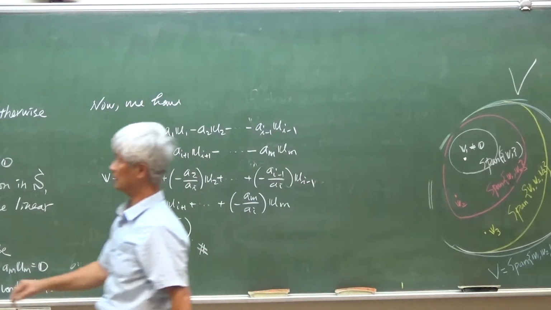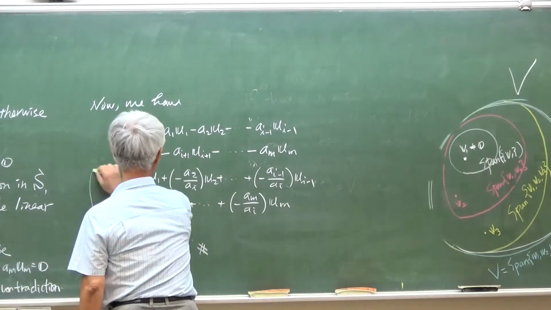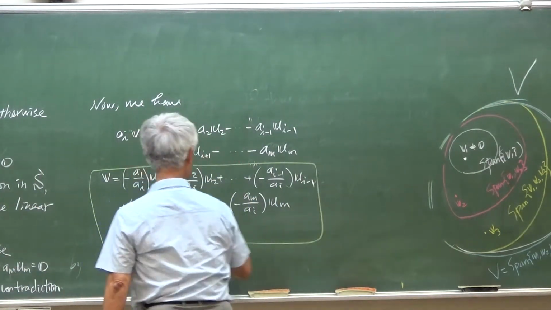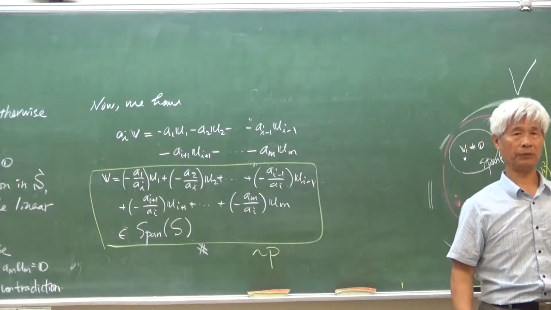So we start with not Q. This is not Q, and we go to not P. So we finish the proof.